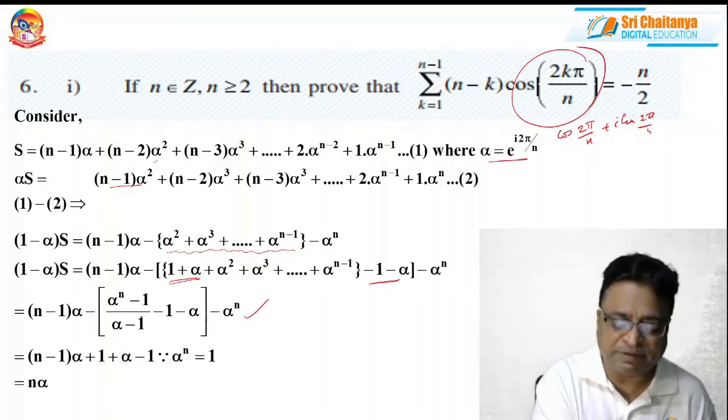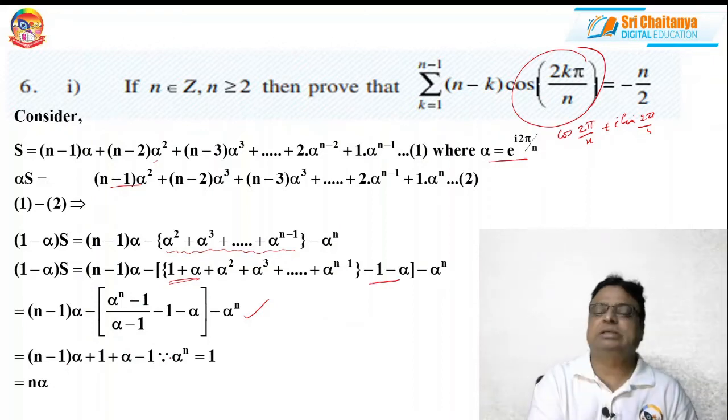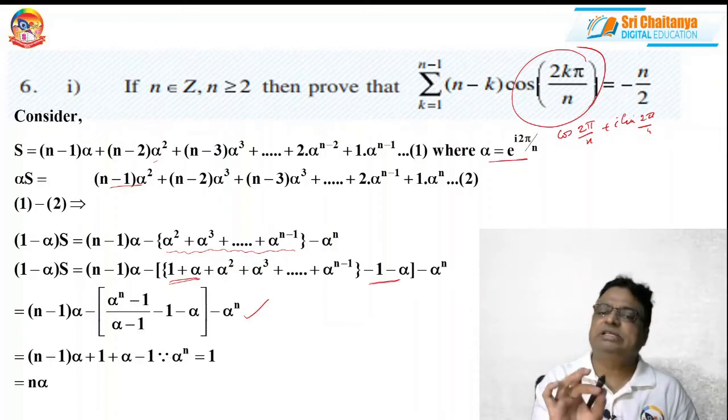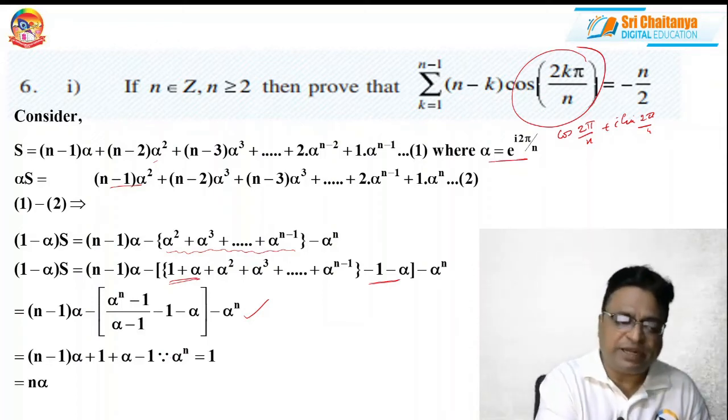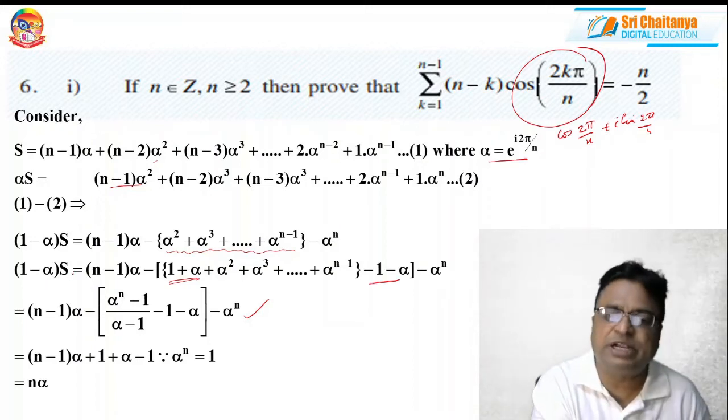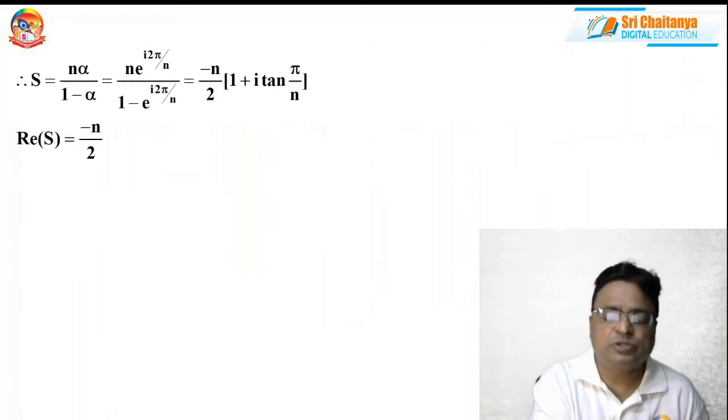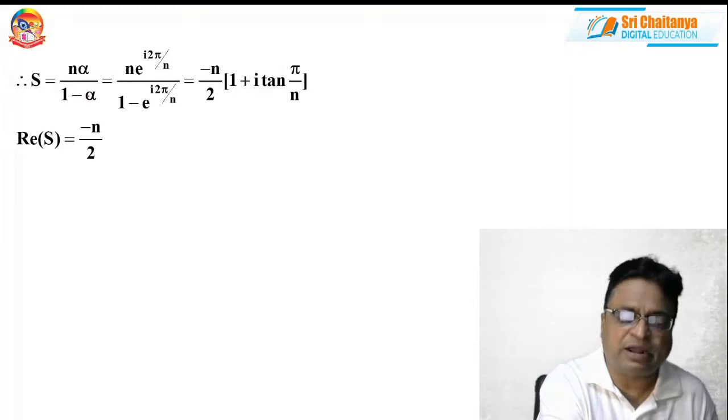So again, after simplification, I can get this as n alpha, because alpha power n is equal to 1. If alpha is the nth root of unity, then alpha power n is equal to 1. That is the lambda. So finally, what did I get? 1 minus alpha into S is equal to n alpha. So S is equal to n alpha by 1 minus alpha.